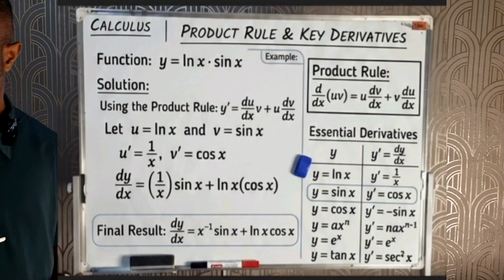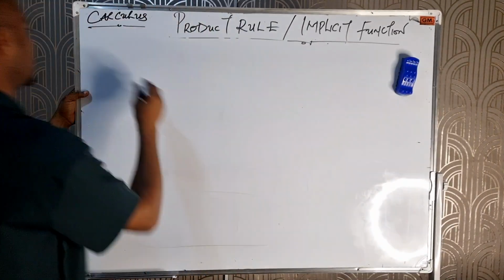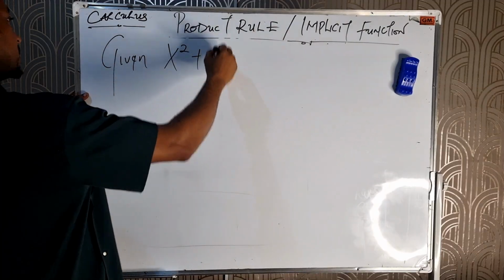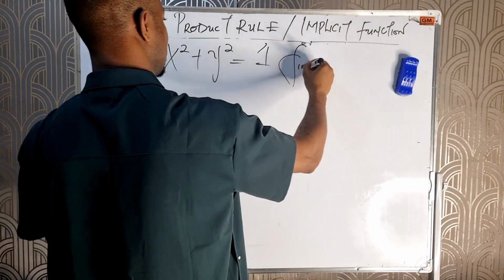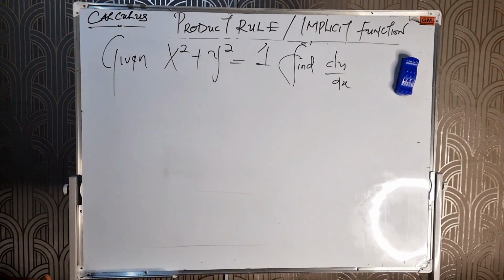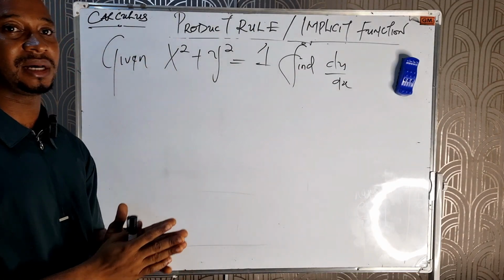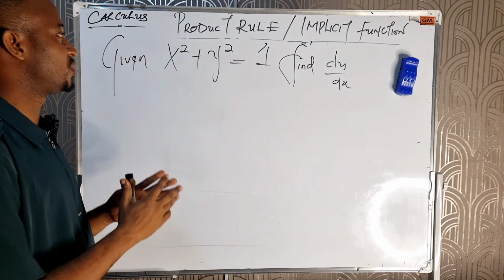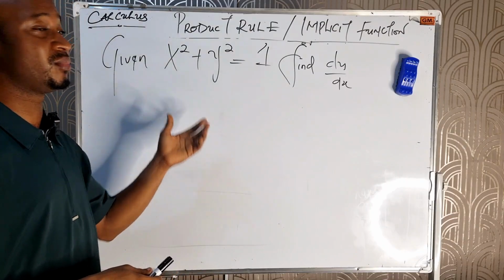All right, so let's see another question. If we are given x squared plus y squared equals 1, and we are asked to find dy/dx. If you look at this function, you notice that both x and y are squared and they are both clustered on one side of the function. Neither x nor y is acting as the subject of the function. So this is a good example of an implicit function.